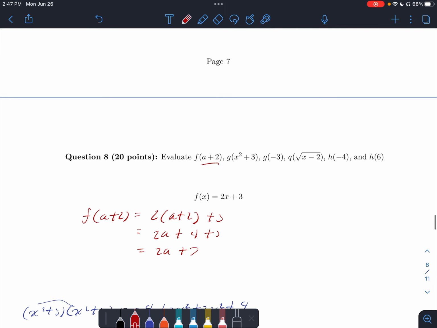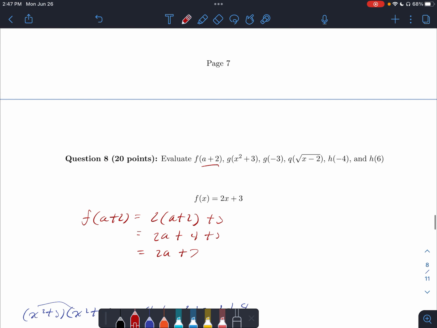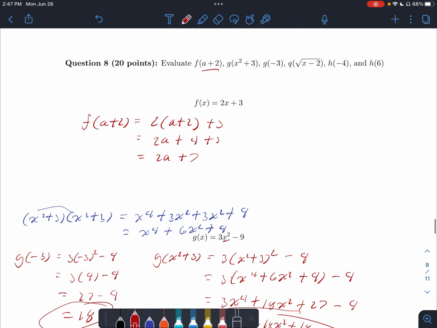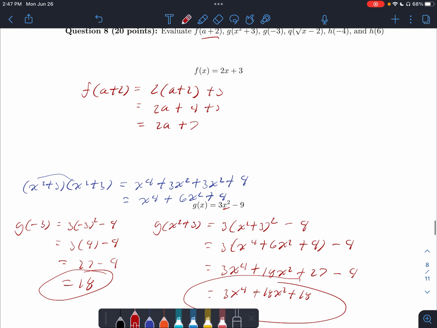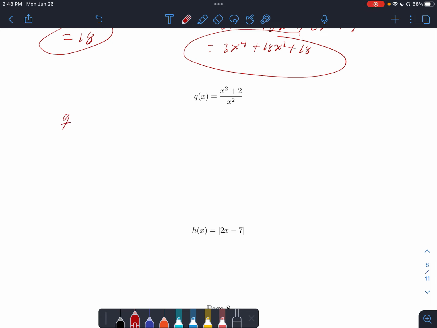All right, so now for q of x is equal to x squared plus 2 over x squared. So let's go ahead and plug in. We want to find q of the square root of x minus 2. That'll be the square root of x minus 2 squared plus 2 over the square root of x minus 2 squared. I wrote that down wrong.